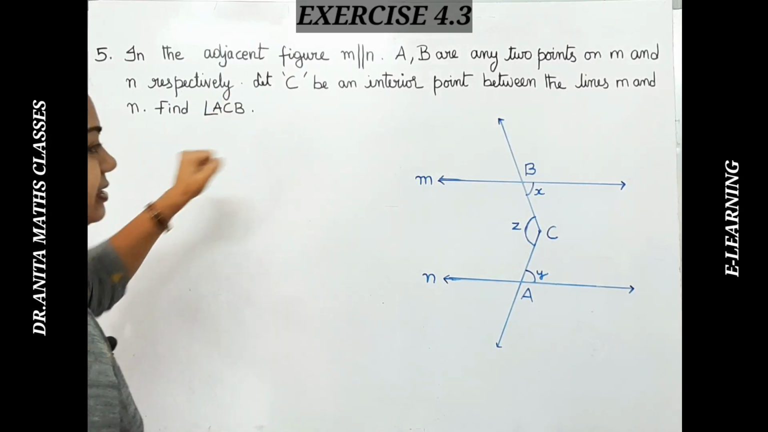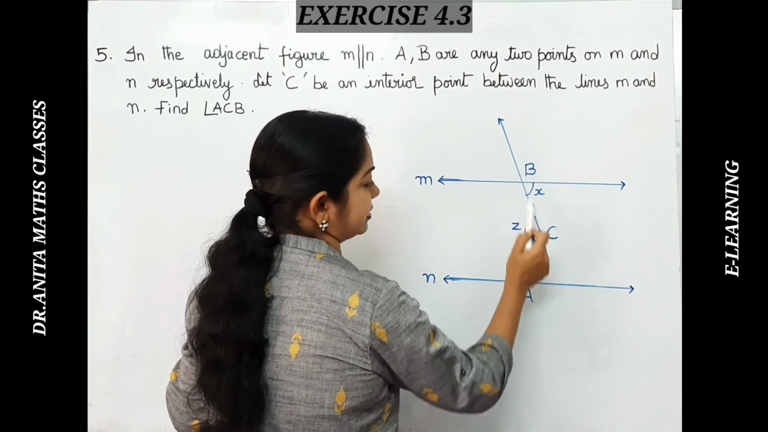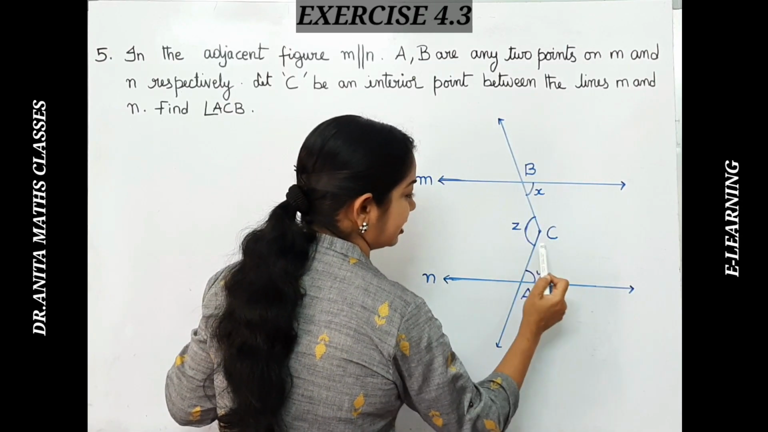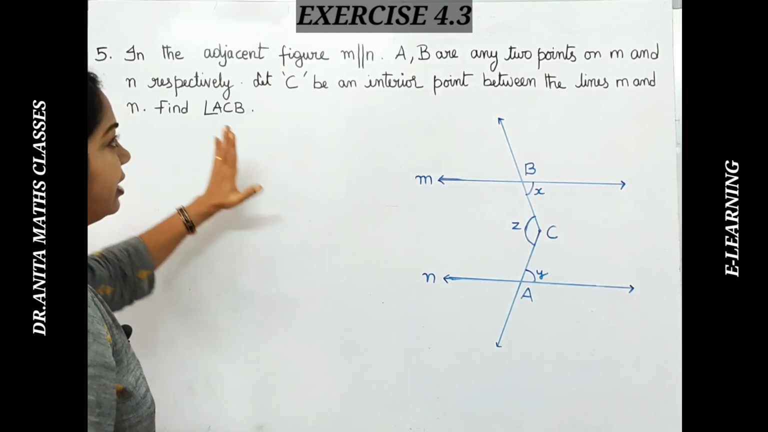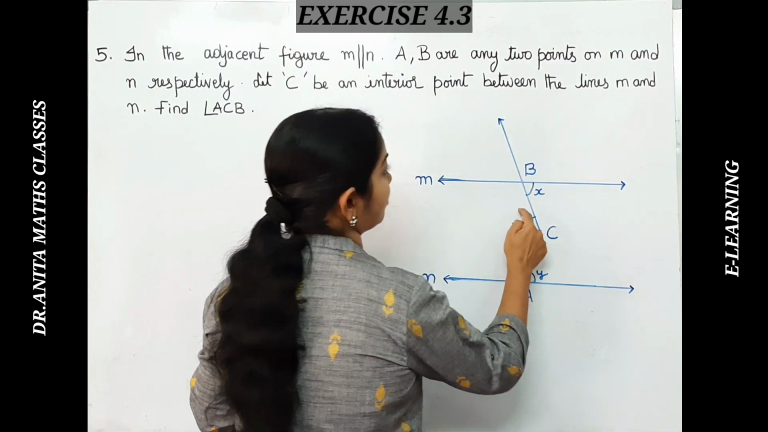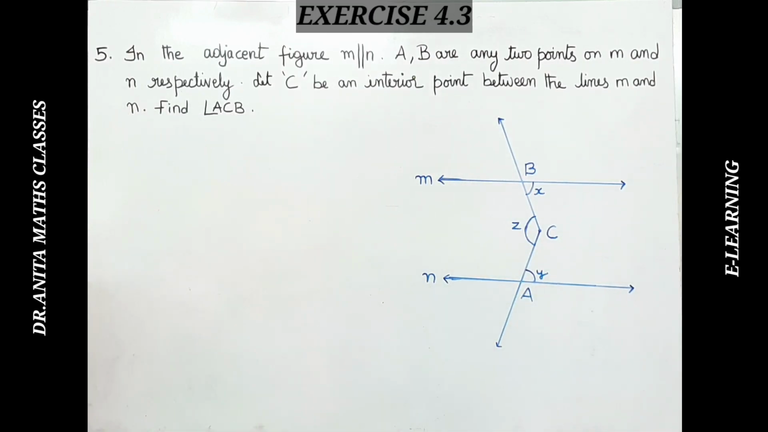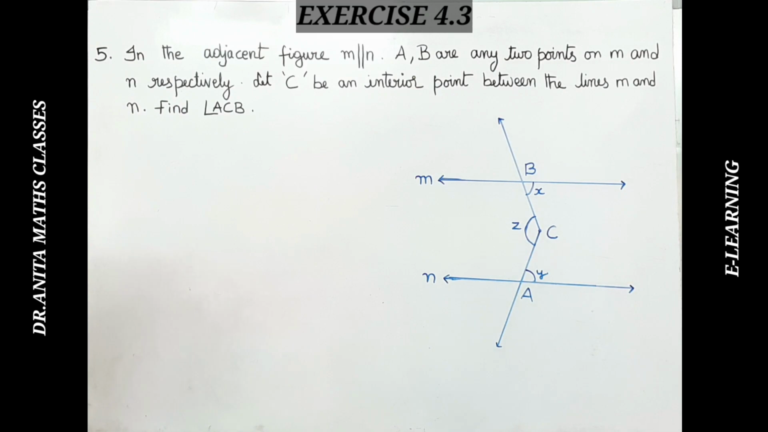Find angle ACB. So we have to find the angle A, C and B. That means this angle which is given in the diagram as Z. Okay. So here the information is given this. We need to find this angle. How much is this angle we need to find. Before that, we will start with the measures. The measures, they are not actually given.